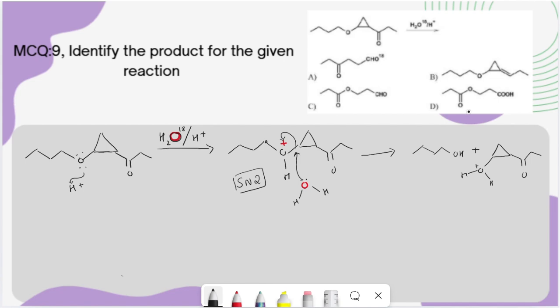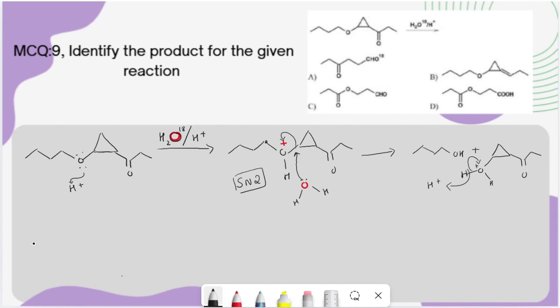Look at this butanol in the options. We don't have it. That means what? This is just a byproduct. We need to identify what happens to this reactant, right? Now, the first thing is the oxygen will take back its electron. That means we are regenerating the catalyst. So the H plus will be regenerated.